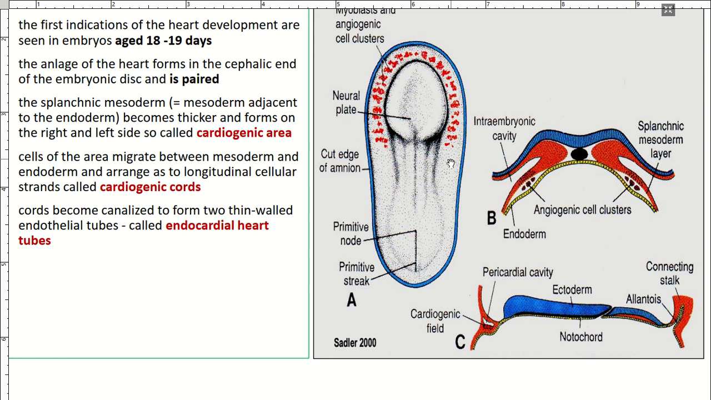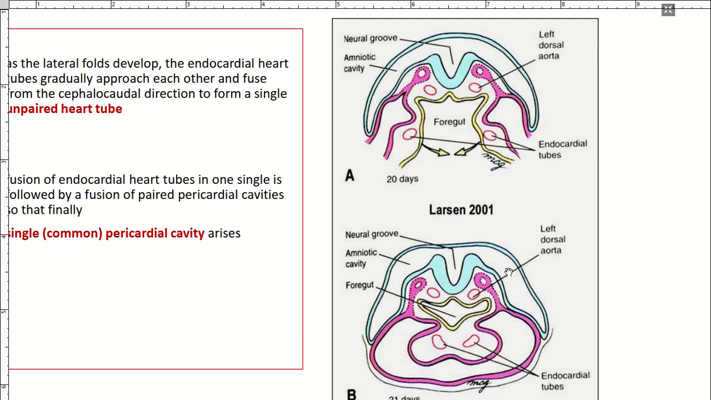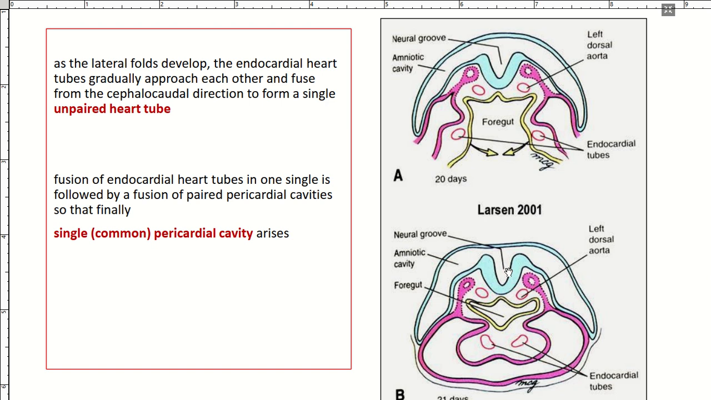You understand? Right. So as lateral folding develops, the endocardial heart tubes gradually approach each other, and then what? They fuse. You can see this is your endoderm right here, your ectoderm, your mesoderm. This is now your splanchnic mesoderm. Due to lateral folding, you have the constriction of this splanchnic mesoderm, and that will leave a gap that we'll call the vitelline duct, remember.